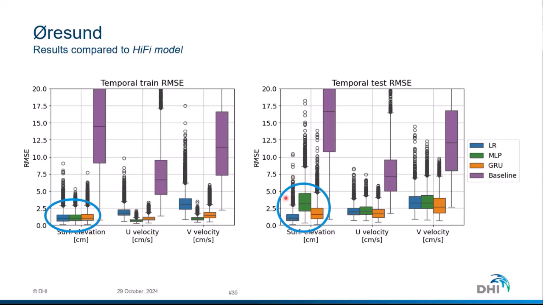But as soon as we go to the test period, outside of the training period, we see that the MLP doesn't really generalize well. Also, the gated recurrent unit is a bit worse than the linear regression. So in this case, I would prefer the linear regression for the performance too. But if we look at the current velocity components, U and V, we see that the MLP fits way better, and also the gated recurrent unit. And then in the test period, the gated recurrent unit is also a little bit better.